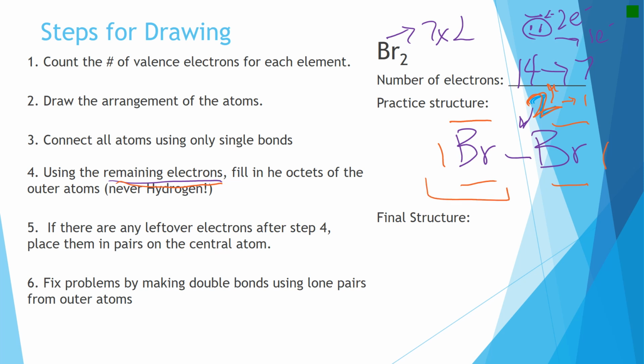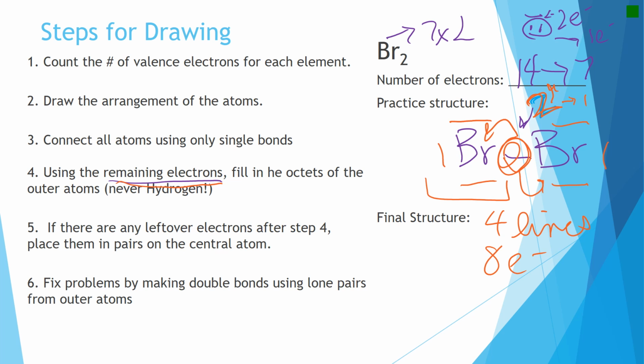And what an octet means is you have 4 lines, or I guess that's a total of 8 electrons. And even though these electrons are being shared, we count them on each of these guys. So this bromine has 2 of those electrons, and that bromine also has 2 electrons when you're doing your counts.